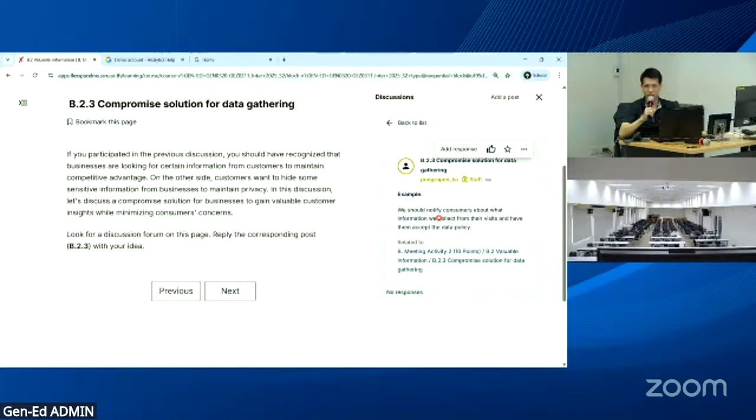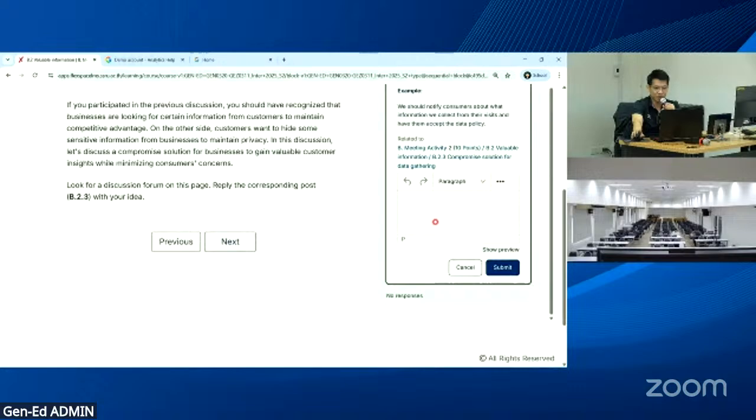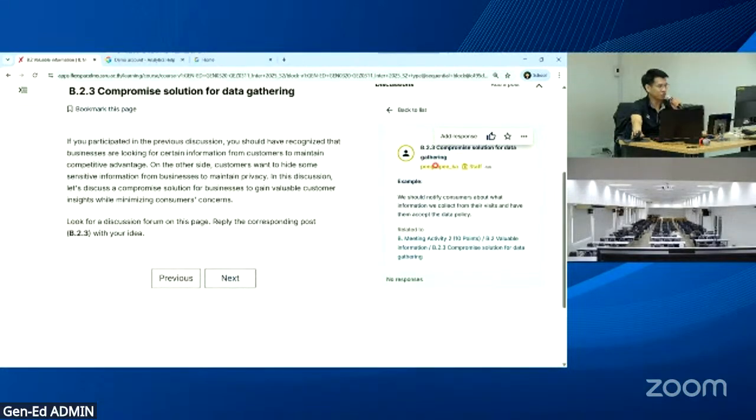By notifying them first and having them accept or reject the data gathering. Many websites use this approach. When you visit some websites on the internet for the first time, you see the banner or the pop-up that asks you to accept the privacy policy. That is my solution, but you may have a different approach to minimize the customer's concern about the data gathering. To add the response or to reply, once you click and expand the corresponding topic B.2.3, look for the add response button and add your response here. The response will be associated with the unit B.2.3.